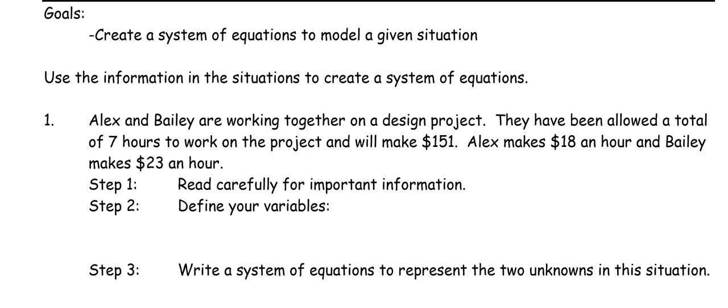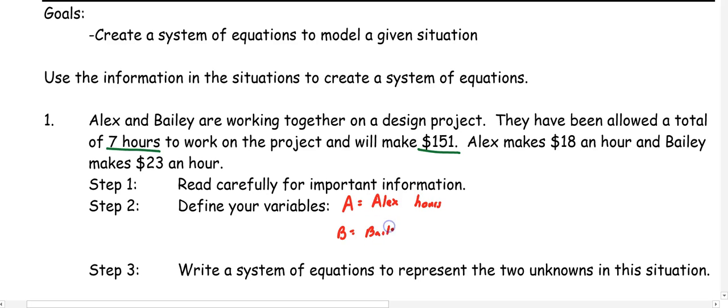So first we want to read and see what's going on. So we know that they are making a project and they have a total of 7 hours to work for a total of $151. So what are our variables? Well, we're trying to figure out how much work each person's doing. So when I'm doing my variables, I can pick X, Y, I can pick whatever I want. So in this case, because I have two people named Alex and Bailey working, I'm going to use A and B. So I'm going to say that A is going to be Alex hours worked, and B is going to be Bailey hours.